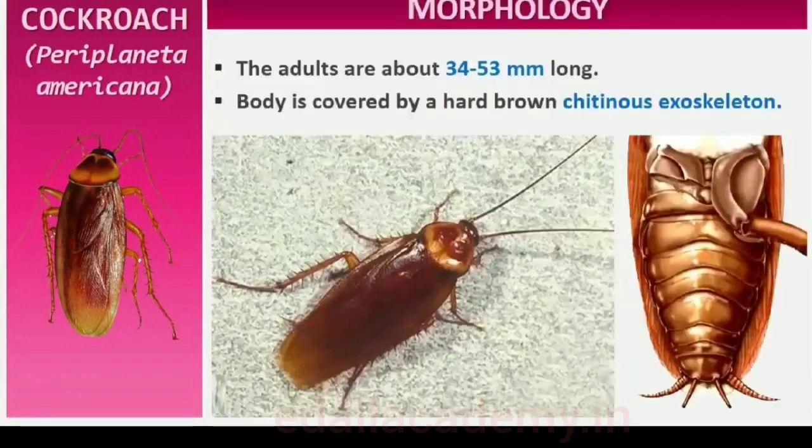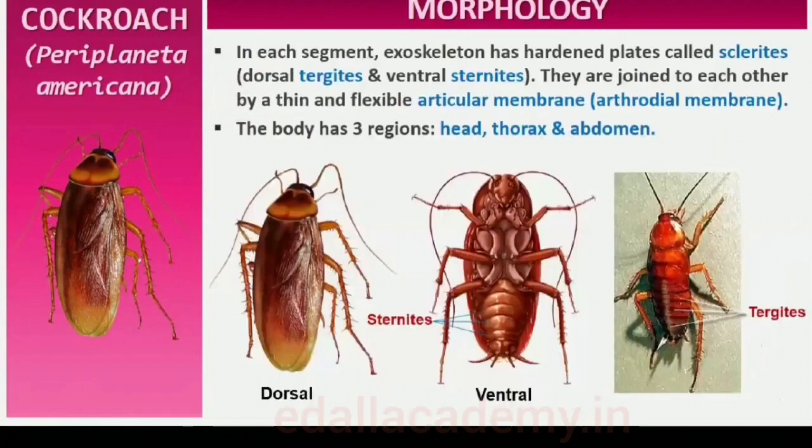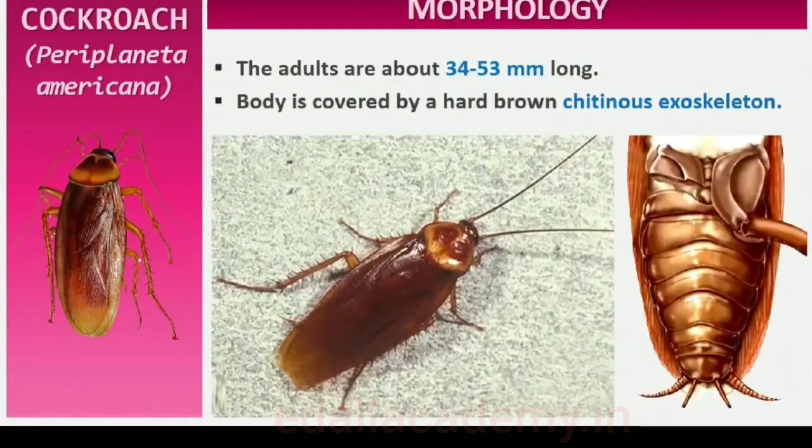7.4.1 Morphology. The adults of the common species of cockroach, Periplaneta americana, are about 34 to 53 millimeters long, with wings that extend beyond the tip of the abdomen in males. The body of the cockroach is segmented and divisible into three distinct regions: head, thorax and abdomen. The entire body is covered by a hard chitinous exoskeleton, brown in color.